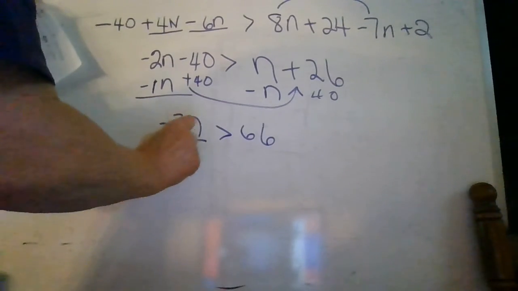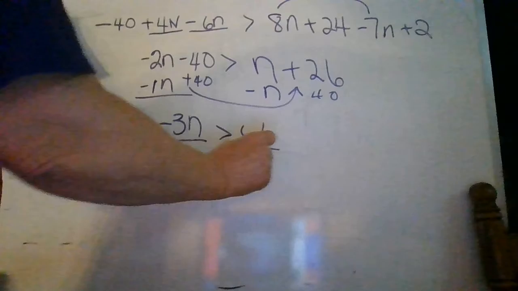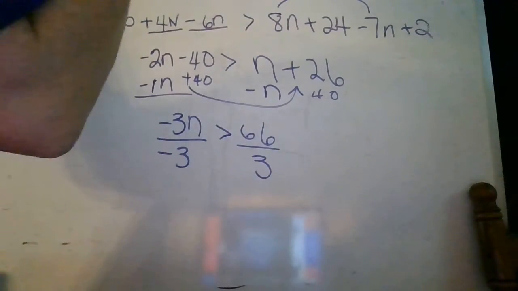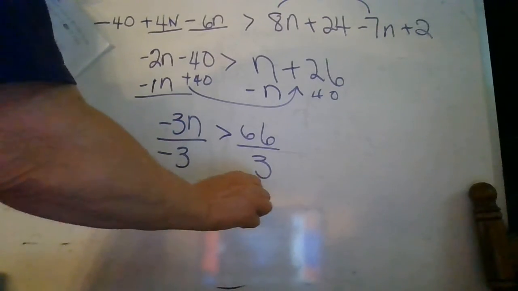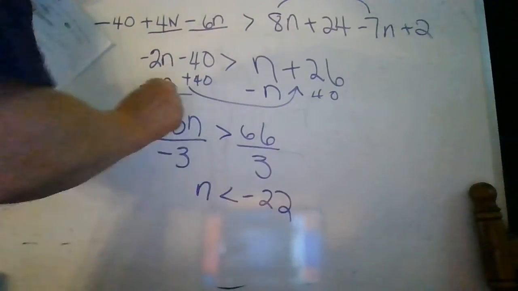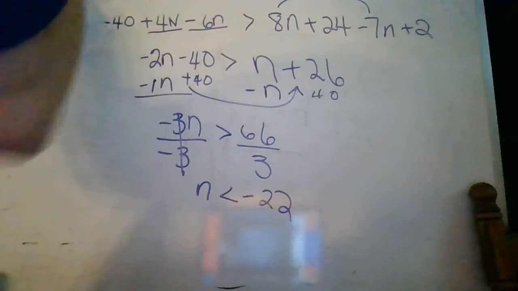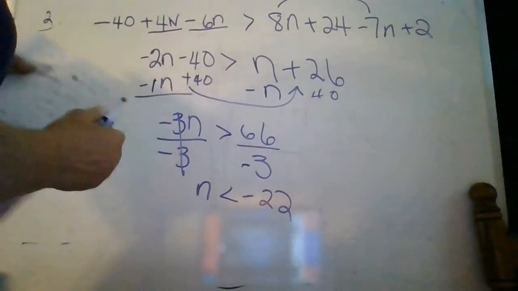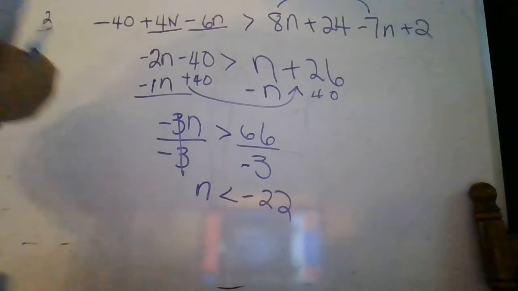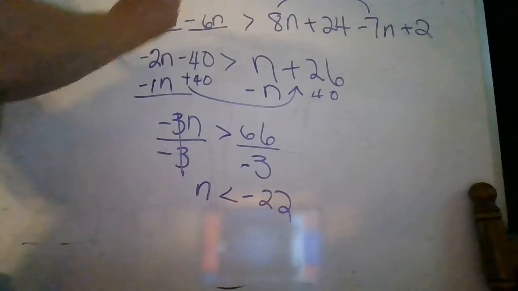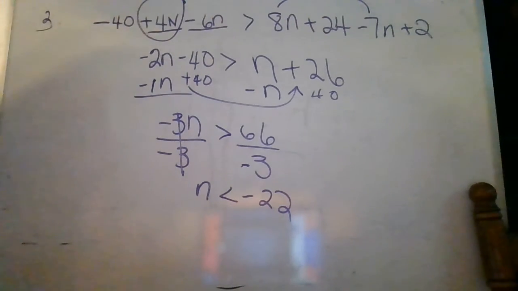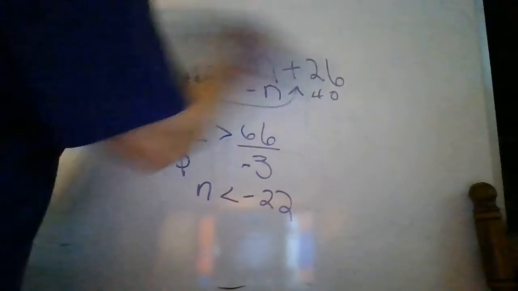Now, when I divide by a negative number, remember us talking about it, it should in your head say, oh, got to flip that. So we're going to have n is less than negative 22, because those cancel out, and negative 3 goes into 66, negative 22. So, dear child, or young lady, the answer is n is less than negative 22. And again, this is where you made your error, and it messed the whole thing up. So got to watch those negative signs. They'll get you every time.